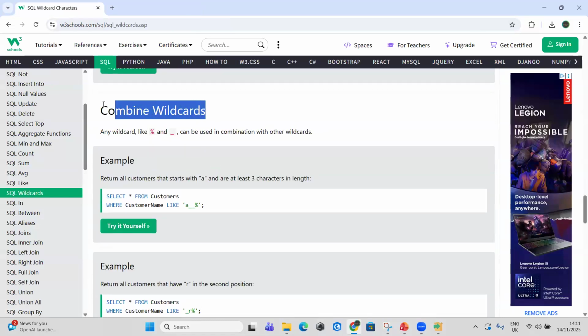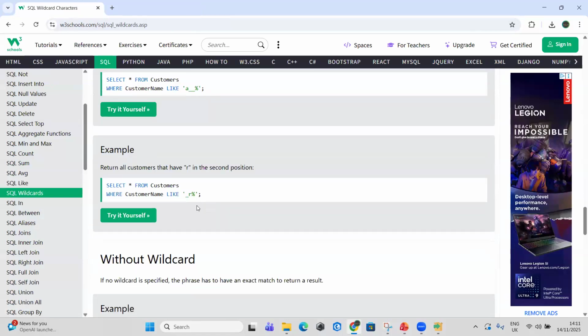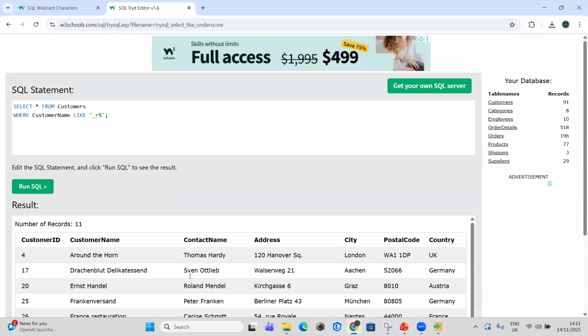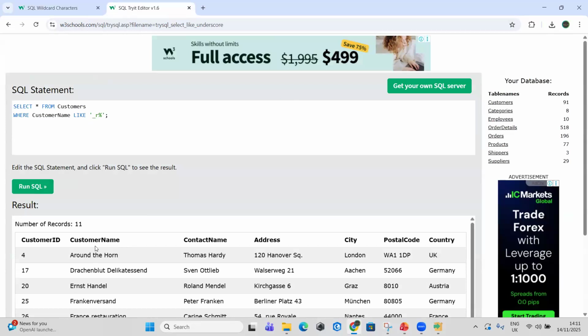So you can combine these wildcards. For example, A underscore percentage underscore R percentage. So in customer name, he says there should be an R, but anything in between.